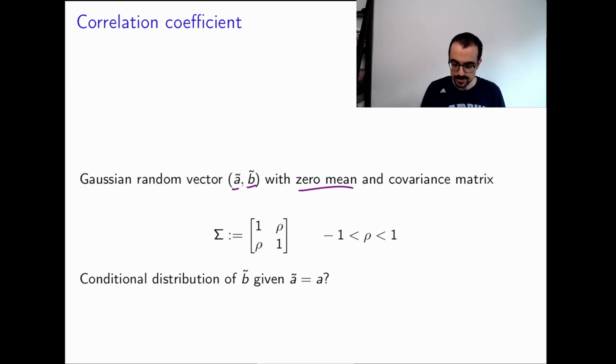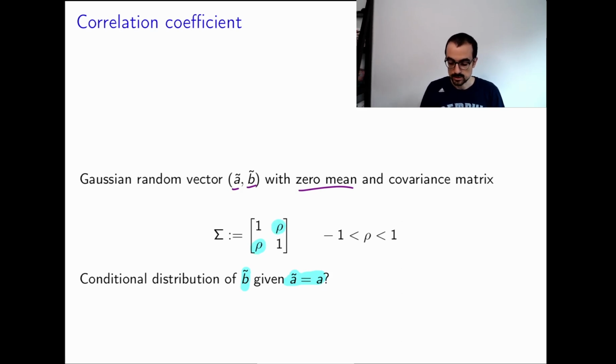So from our previous result, we can already figure out that if we just look at the marginal of A, it's going to be a Gaussian random variable with standard deviation 1. Same with B. It's going to be a Gaussian random variable with a standard deviation equal to 1. But now we are interested in the conditional of B given A. What is the relationship, if you want, between A and B? And we're going to see that that relationship is governed by these off-diagonal terms of the covariance matrix.